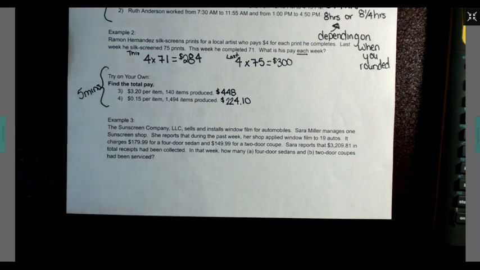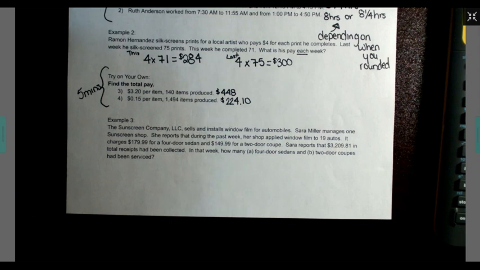All right, let's dive into example number 3. The Sunscreen Company, LLC, sells and installs window film for automobiles. Sarah Miller manages one sunscreen shop. She reports that during the past week, her shop applied film to 19 autos.